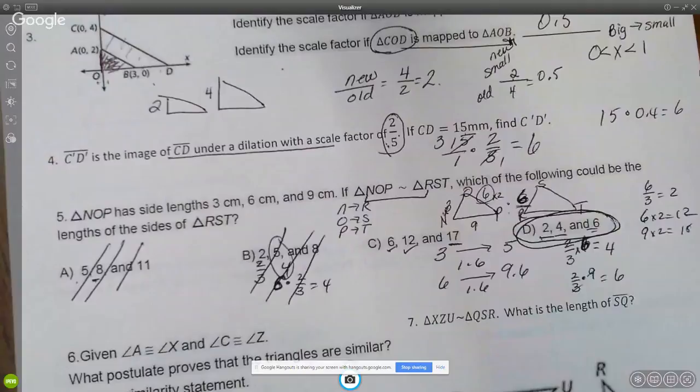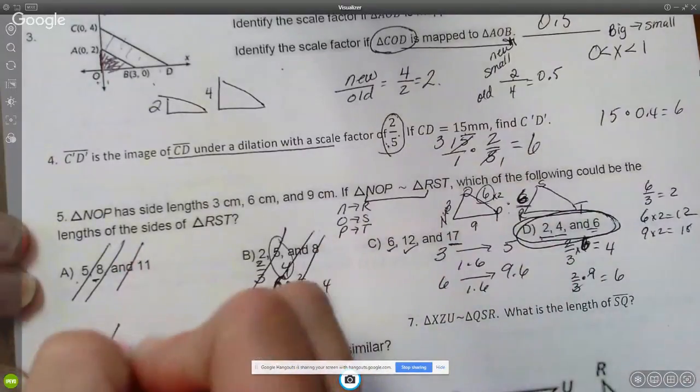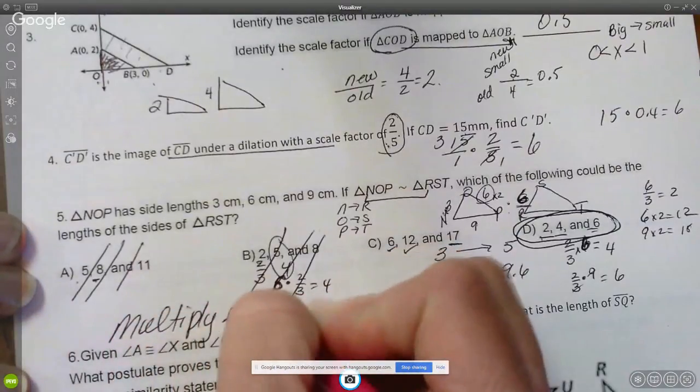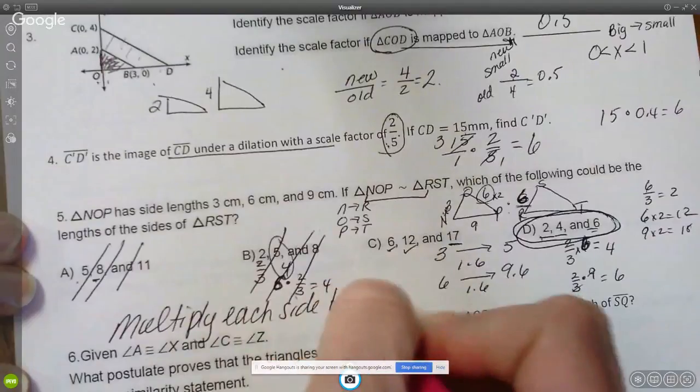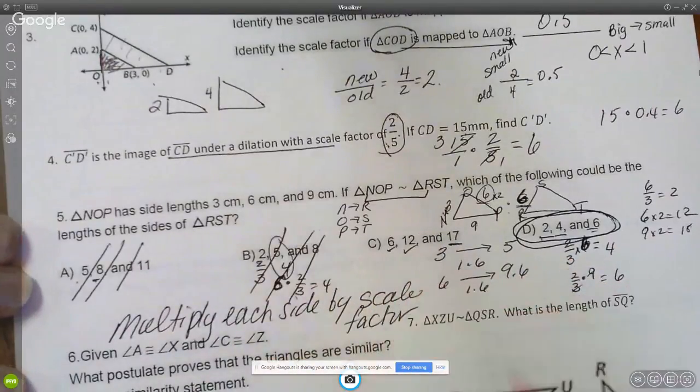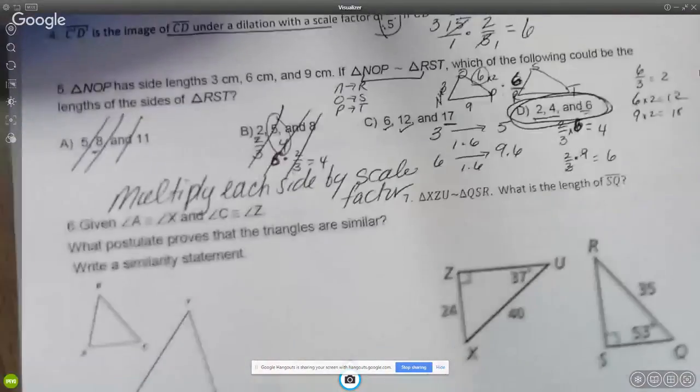So when it asks you to find what could be the length, basically all we do is we multiply each side by the scale factor. And whichever scale factor works for all of them is the correct answer.